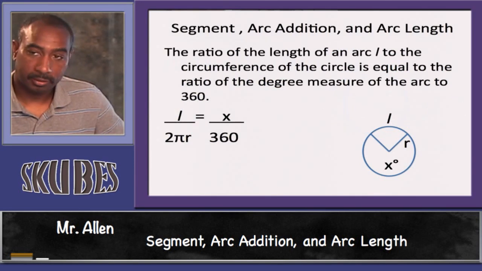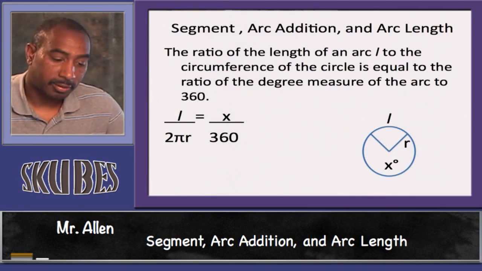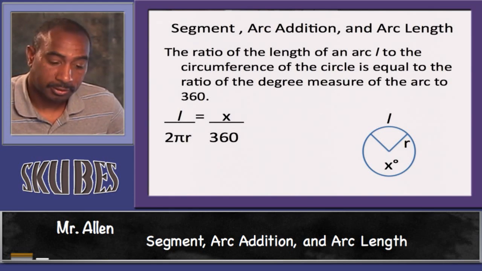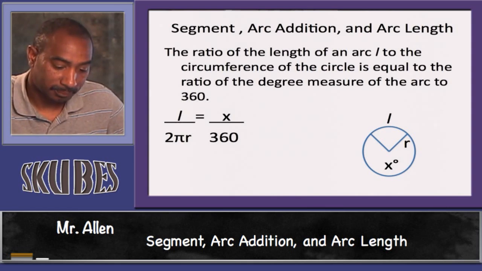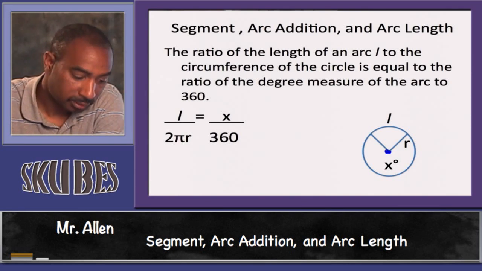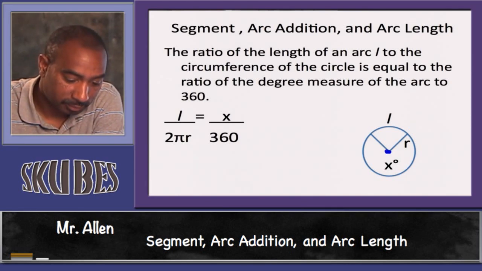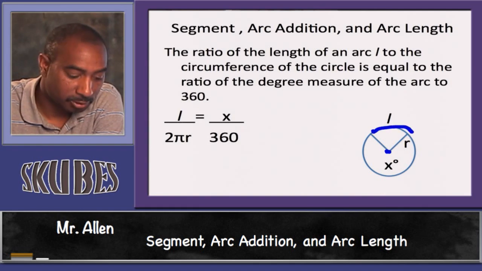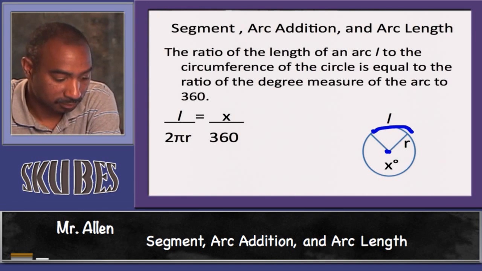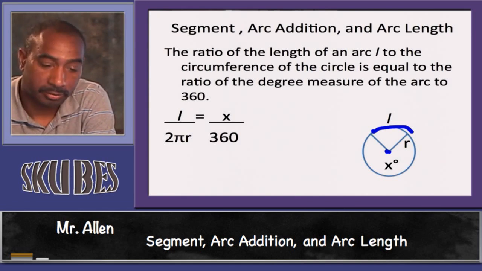All right, let's talk about arc length. The ratio of the length of an arc, L, to the circumference of the circle is equal to the ratio of the degree measure of the arc to 360. So what that means is this. So this arc, L, is to the circumference, that's why I have 2 pi r, is equal to this angle x to 360, the measure of the whole of the angles of all the circles. And you can use this to figure out the arc length.